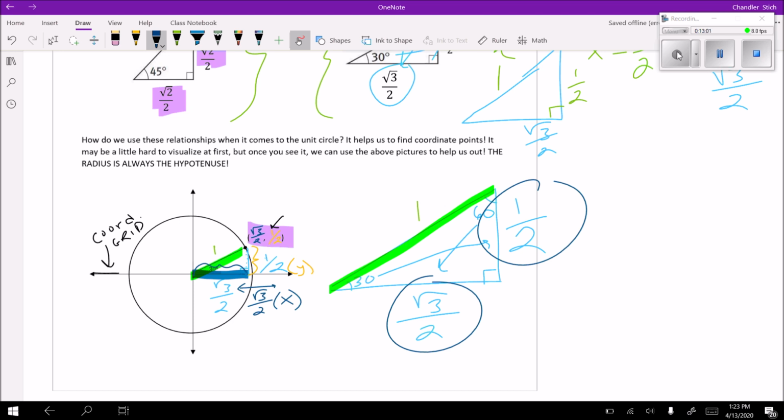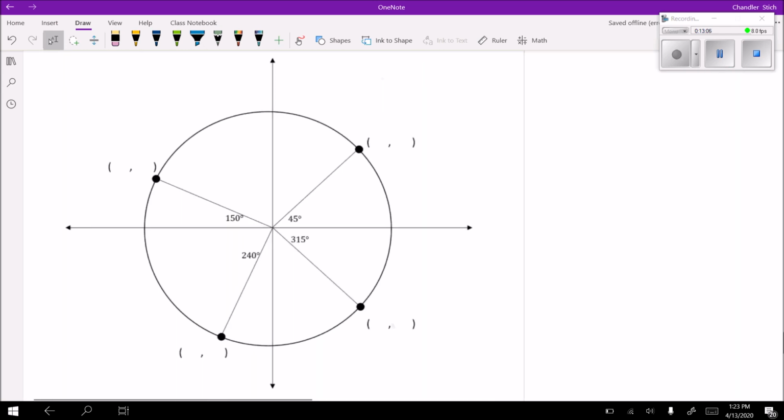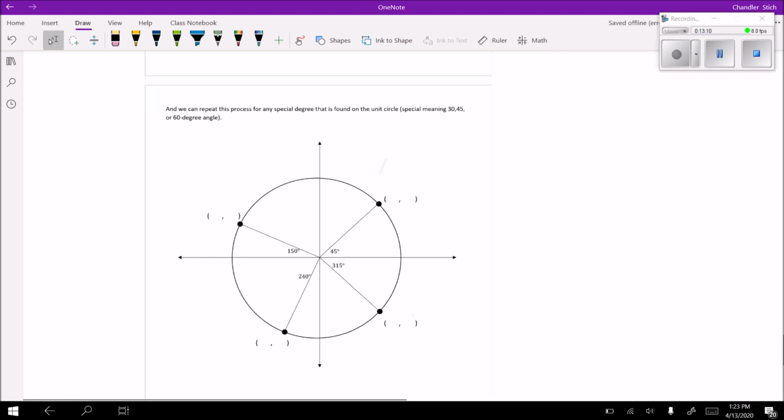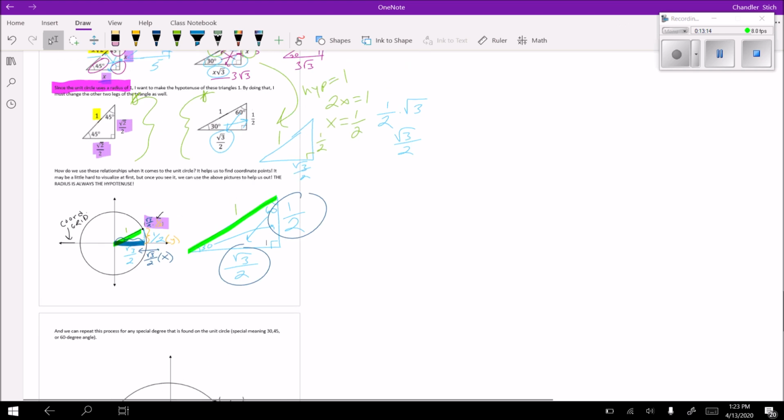Alright, in the next video we are going to take a deeper dive and fill out the rest of these: 45 degrees, 315 degrees, 240 degrees, and 150 degrees. These are all degrees of the unit circle, so that is the next video.